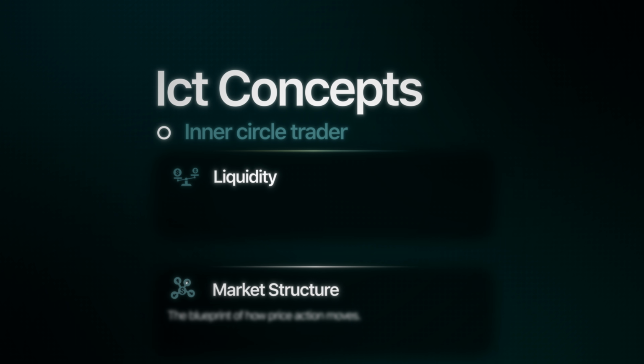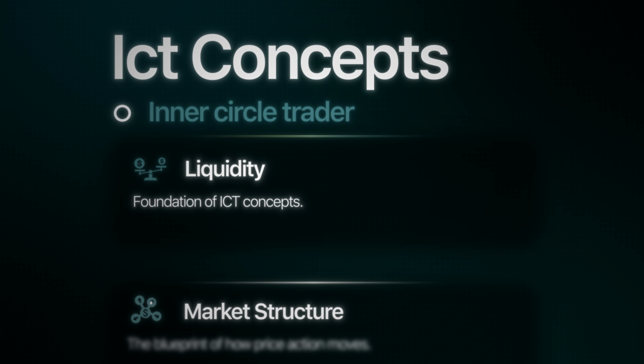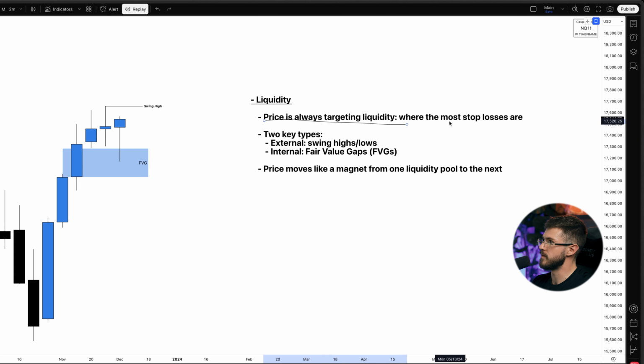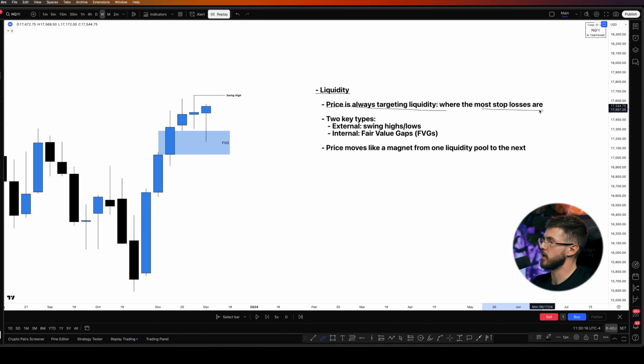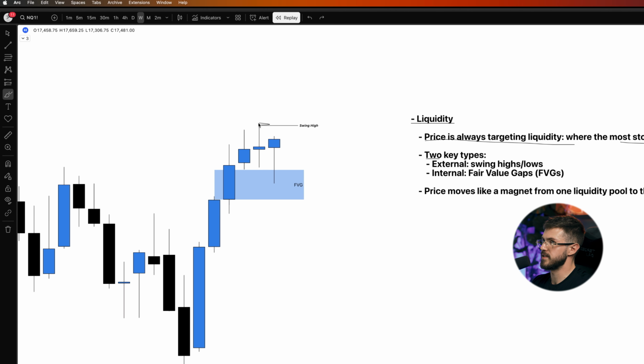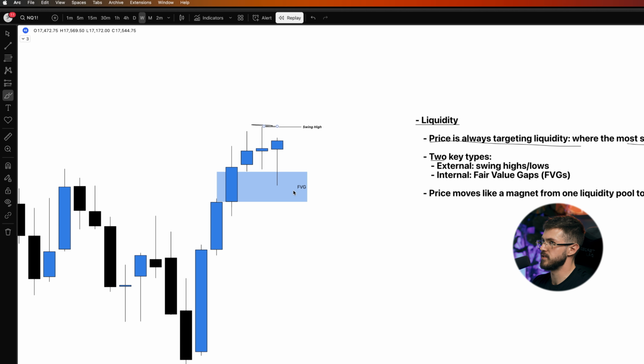First on our list is liquidity, which is the foundation of all ICT concepts. You need to understand that price is always moving towards liquidity because this is where the most stop losses are, and the larger market participants are going to manipulate retail traders. That way they can take their stop losses and enter positions. There are two key types of liquidity. We have external, which is at swing highs, and we have internal, which is at fair value gaps.